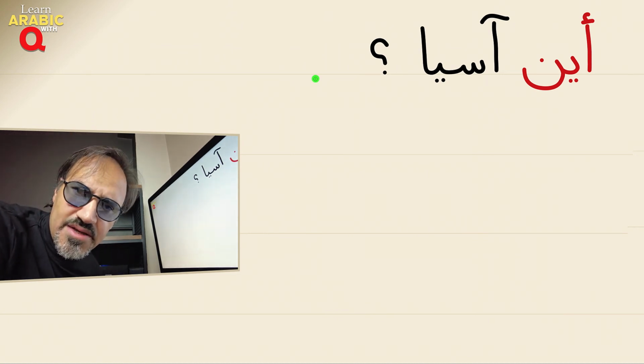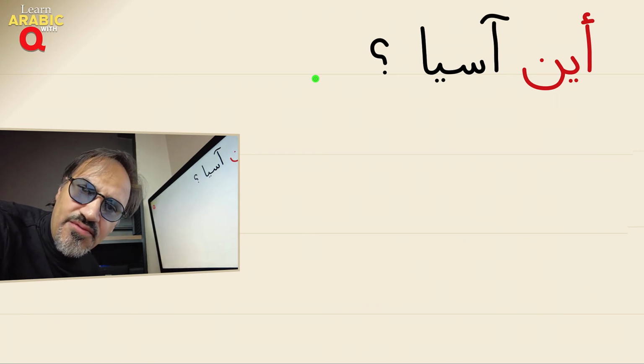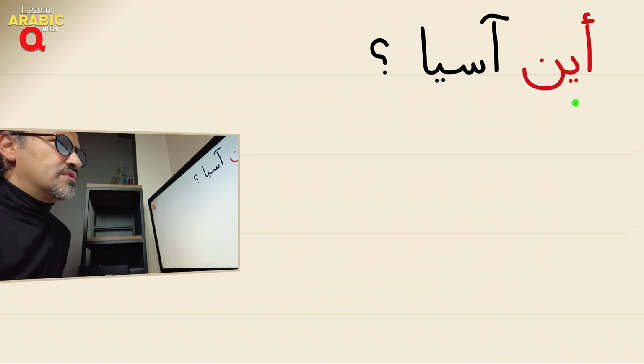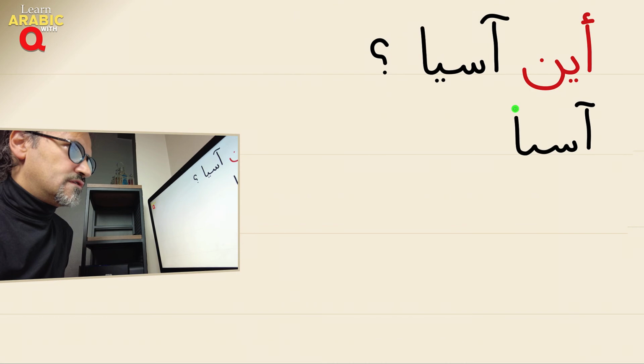Now, Asia happens to be in the school. So we say آسيا في المدرسة. مدرسة is school. مدرسة. المدرسة. The school. So this is how we write it. آسيا في المدرسة.